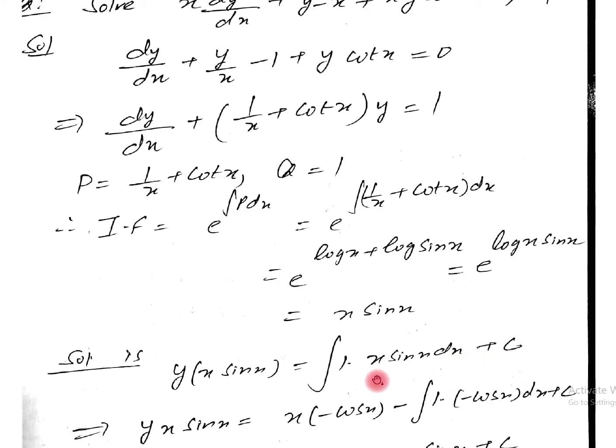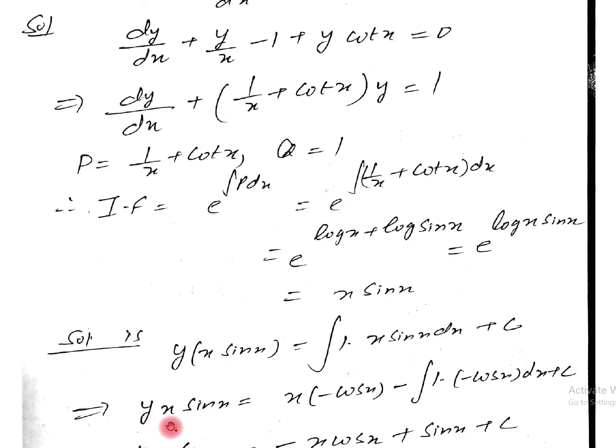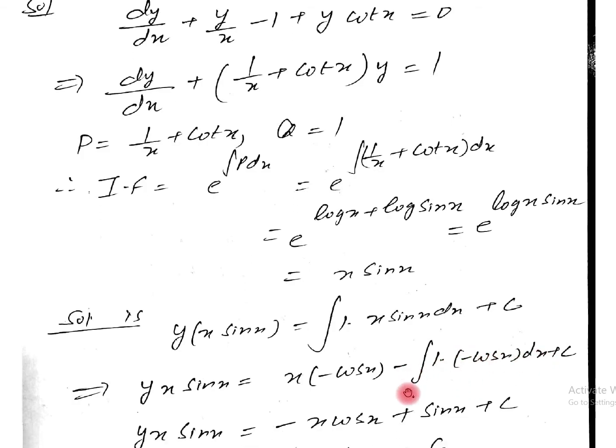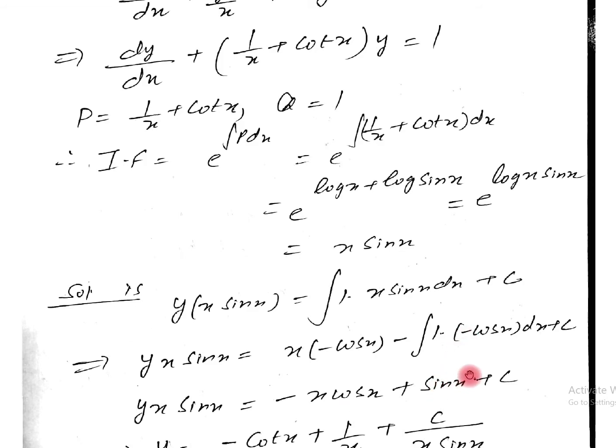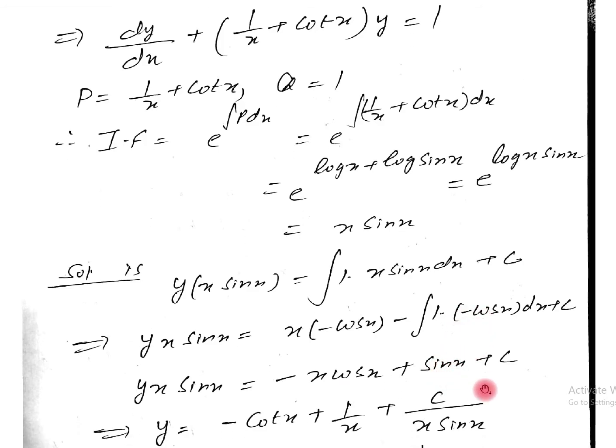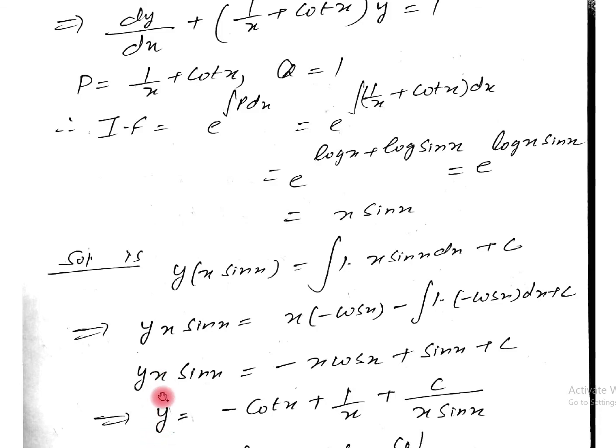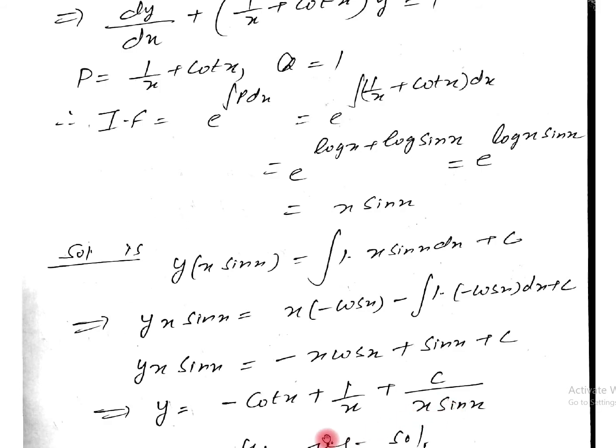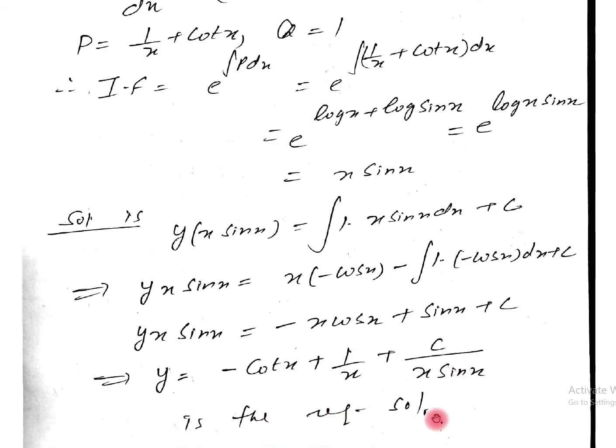Then we can integrate it by using integration by parts. Then y into x sin x equal to x into the integral of sin x, which is minus cos x, minus integral of derivative of x, which is 1, into minus cos x dx, plus c. Minus minus is plus. So it is minus x cos x plus integral of cos x, which is sin x, plus c. Then bringing this term to the right hand side, dividing throughout by x sin x, this implies y equal to minus cot x plus 1 upon x plus c upon x sin x. It is the required solution of the given differential equation.